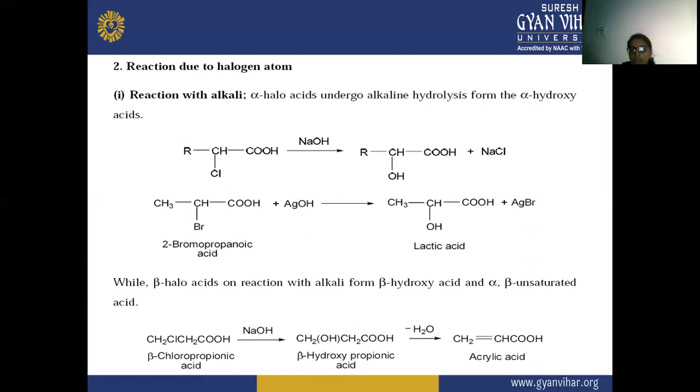So from this beta halo acid, when it is reacting with the alkali NaOH, there is a formation of beta hydroxypropanoic acid. Here you will see there is an attachment of this OH, and here this H. So the whole water molecule will be removed from here, and there is a formation of this alpha beta unsaturated acid. This double bond is placed between this CH and the CH2. So there is a formation of acrylic acid. So this acrylic acid is formed here.